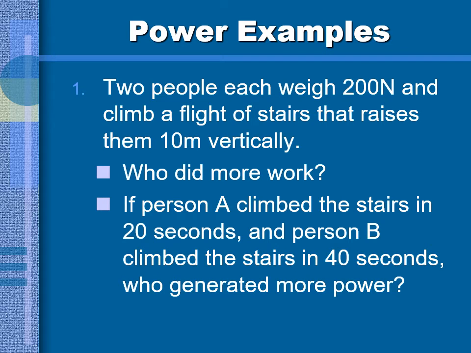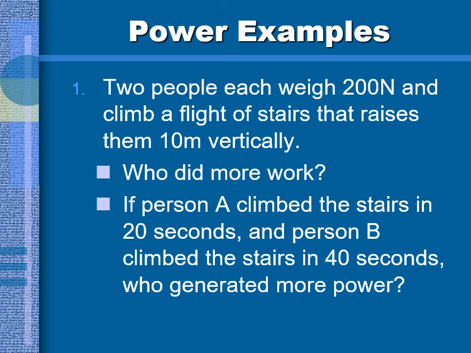Let's do a couple power examples. Two people each weigh 200 newtons and climb a flight of stairs that raises them 10 meters vertically. Who did more work? Well, if they went to the same height and they have the same weight, that force, 200 newtons, is what it takes to lift them upward. This is the distance. 200 times 10 means 2,000 joules of work for both of them, right?